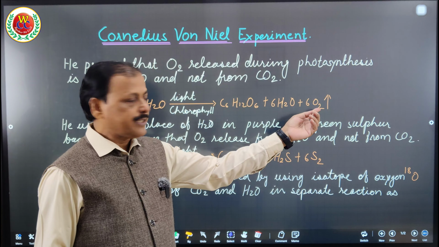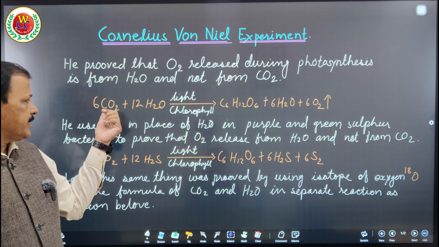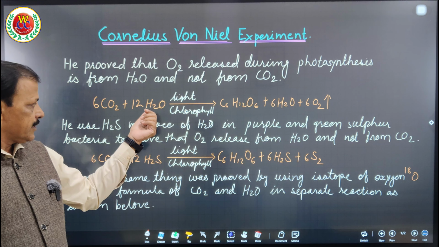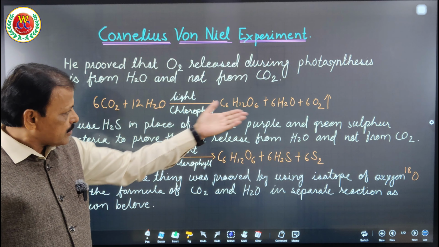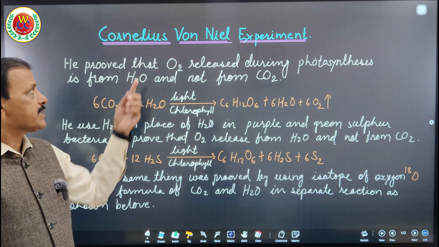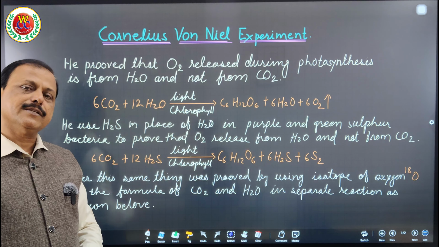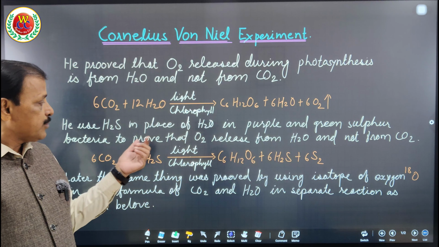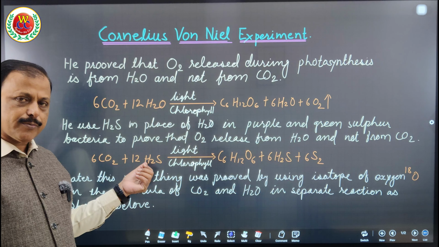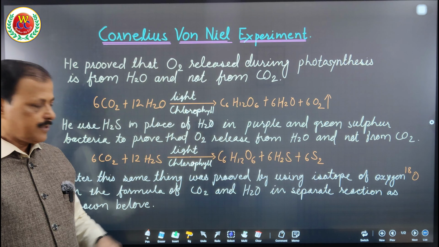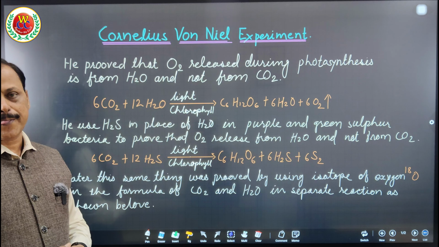So it was a question whether this oxygen is released from the degradation of carbon dioxide or the degradation of water. To prove that oxygen is released from water and not from carbon dioxide, Cornelius Van Niel used green and purple sulfur bacteria with H2S, because these bacteria are chemosynthetic. They did not require water to produce the carbohydrate, but could produce carbohydrate with the help of the chemical H2S.